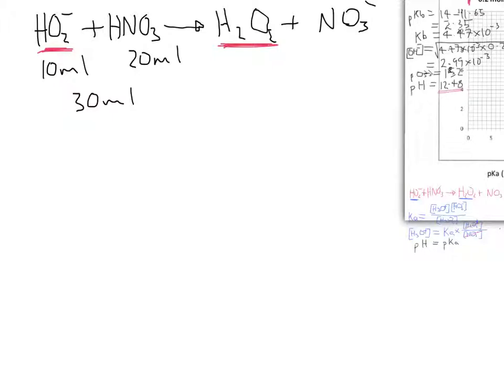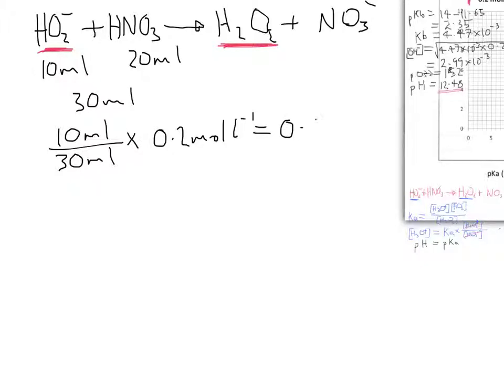Now I work out the actual concentration by taking my initial volume and dividing it by my total volume when we're at our end point, or the equivalence point. I multiply that by the initial concentration, which was 0.2 moles per litre, and I get the concentration of my weak acid, 0.0667. And from here, okay, it's just an easy step.